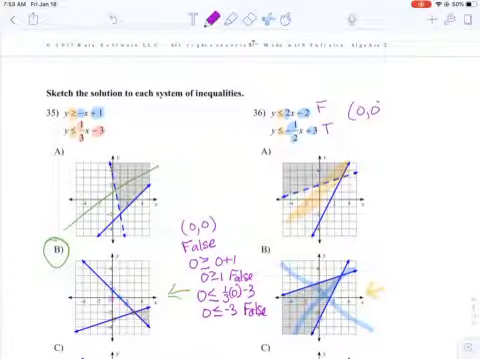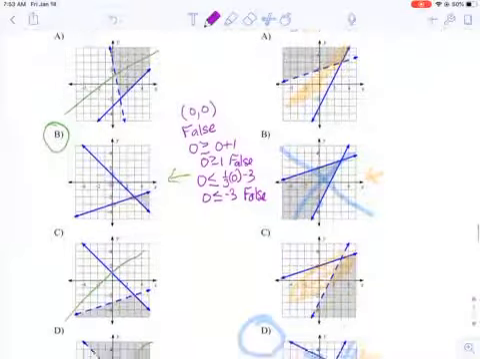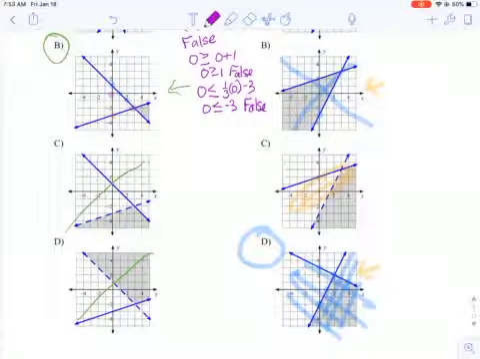So that's another thing that you could have substituted it in and found that this guy was 0 is less than or equal to 0 minus 2. And then this one would have been 0 is less than or equal to 0 plus 3. So this would have been true and this would have been false. So you could have seen that pretty easily. But you don't have to go that far.